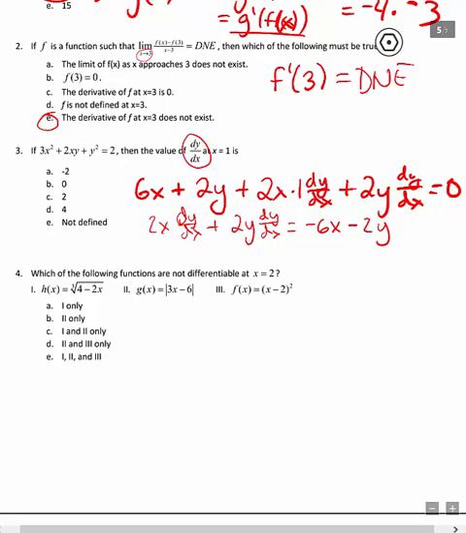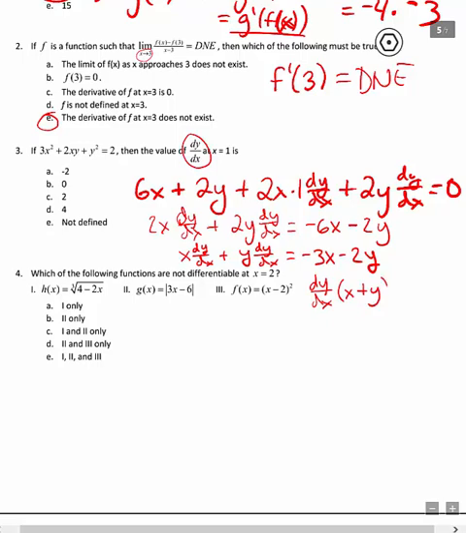Then I'm going to just divide everything by 2. So we get x dy dx plus y dy dx equals negative 3x minus 2y. Then you factor out a dy dx.